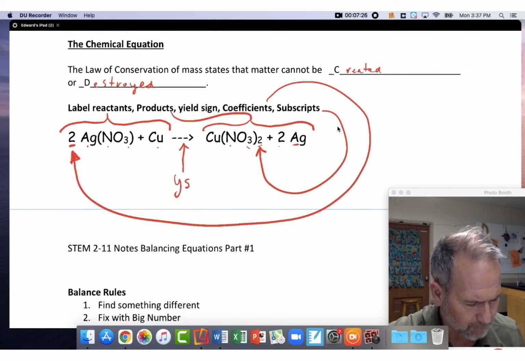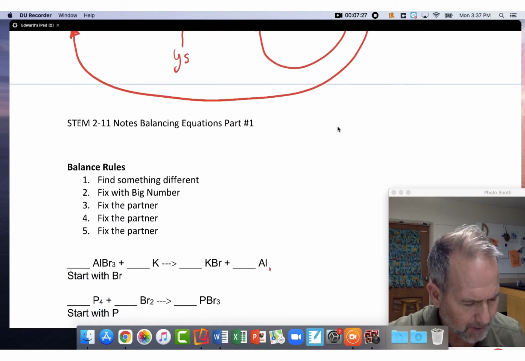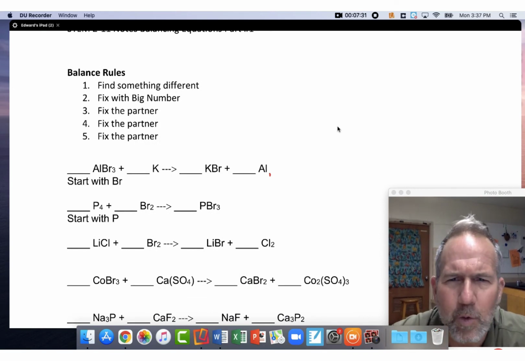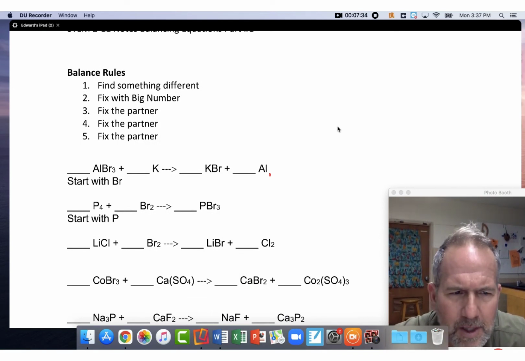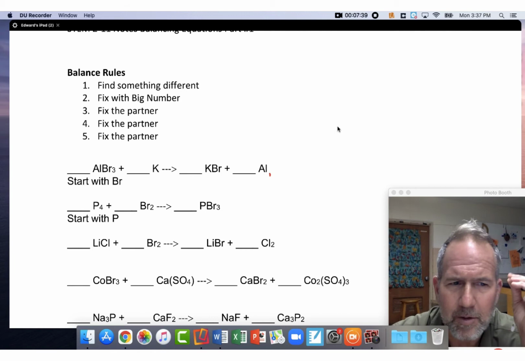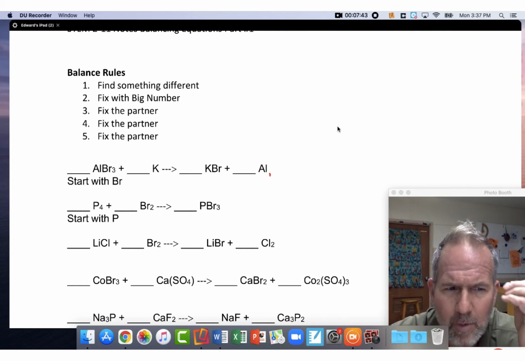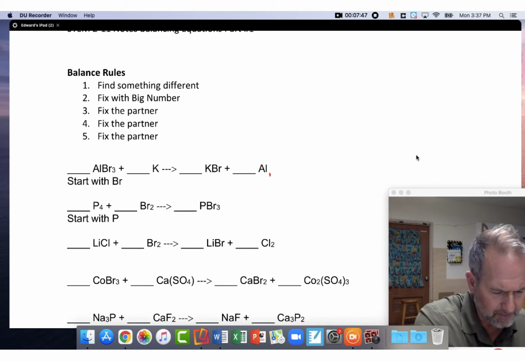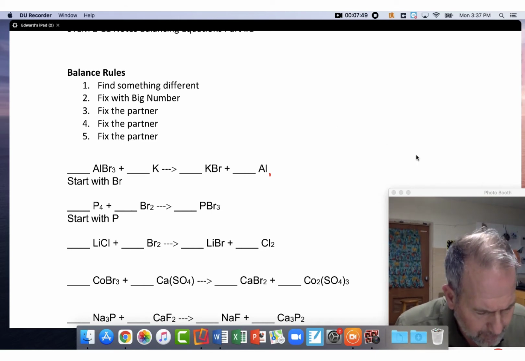Let's move on. Now we're going to balance equations, and these are just some rules that I made up to help it go quicker and smoother for you, all right? So to balance these equations, we have to get the same number on the sides. So to get them the same, we want to find something that's different first. So that's the key. So we have to find something different that we can change.